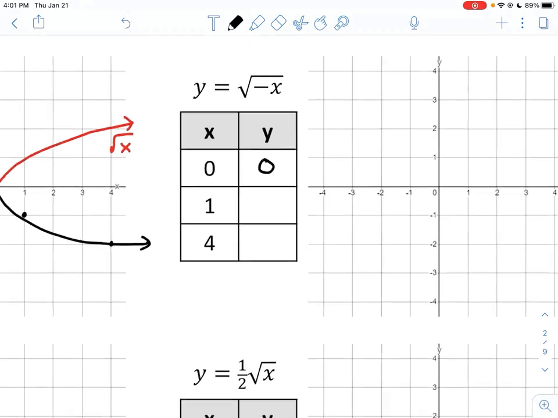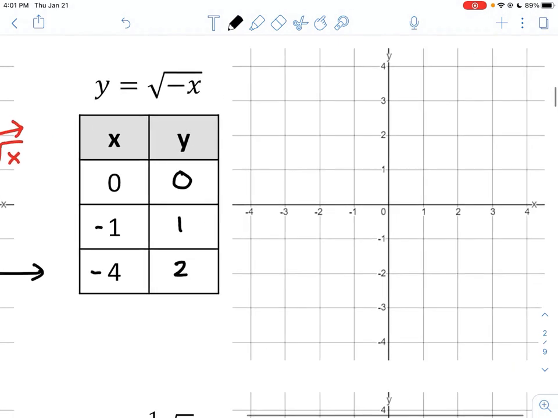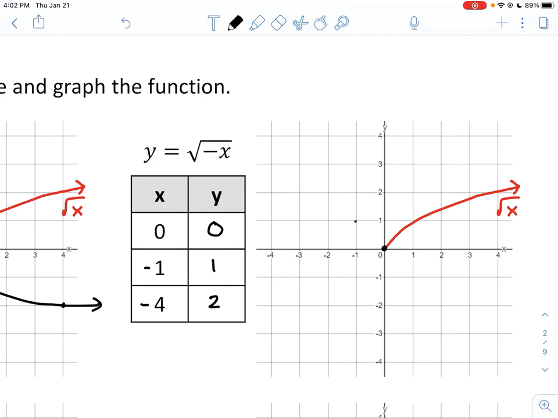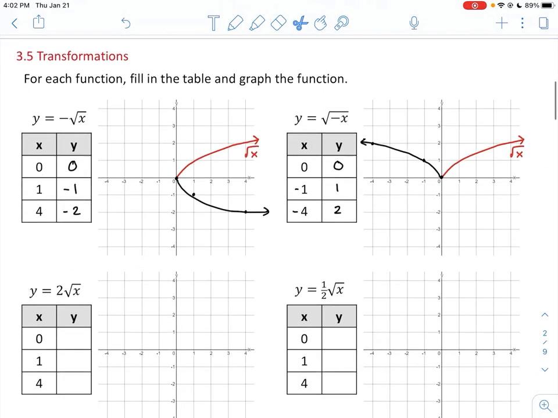However, x itself can be negative. So instead of plugging in 1, plug in negative 1 for x. Then we're going to get square root of negative negative 1, which is square root of 1, which is 1. If I plug in negative 4 for x, I'm going to wind up with square root of 4, which is 2. And this one also goes through 0, 0, negative 1, 1, and negative 4, 2. In general, if you take the rule of a function and you replace all the x's with negative x's, then you will accomplish a reflection across the y-axis.